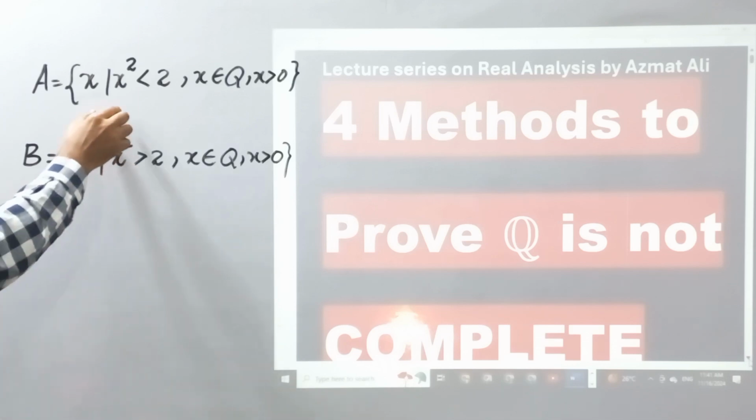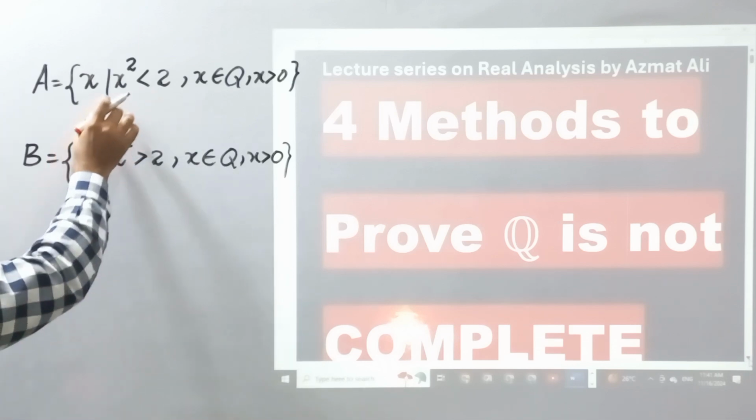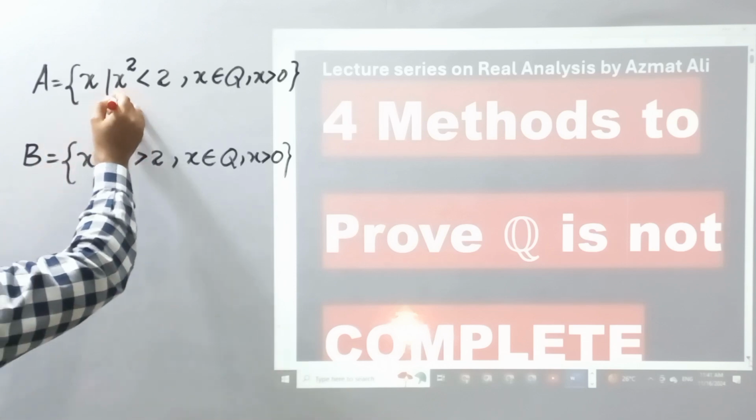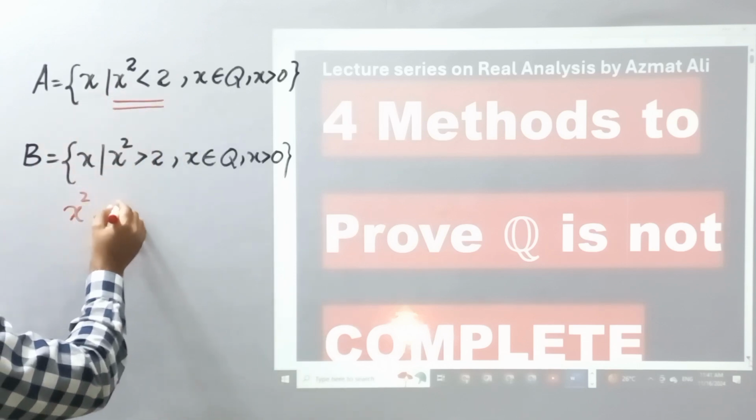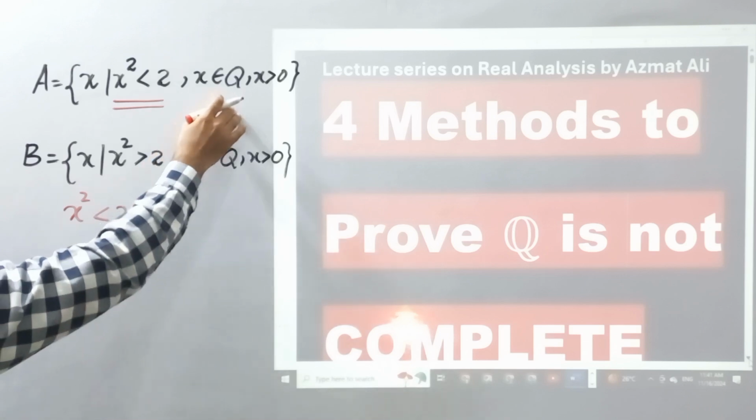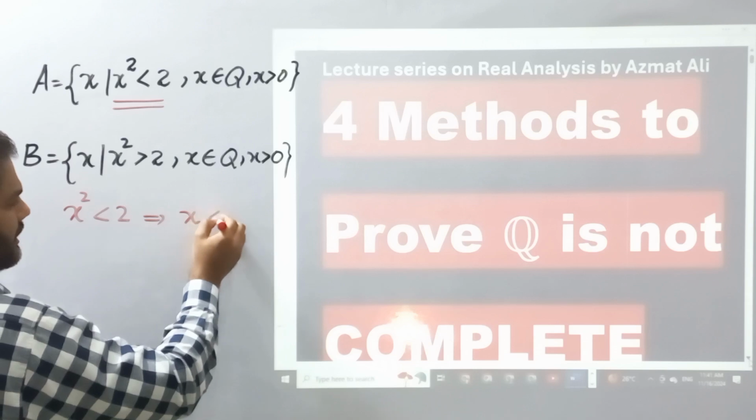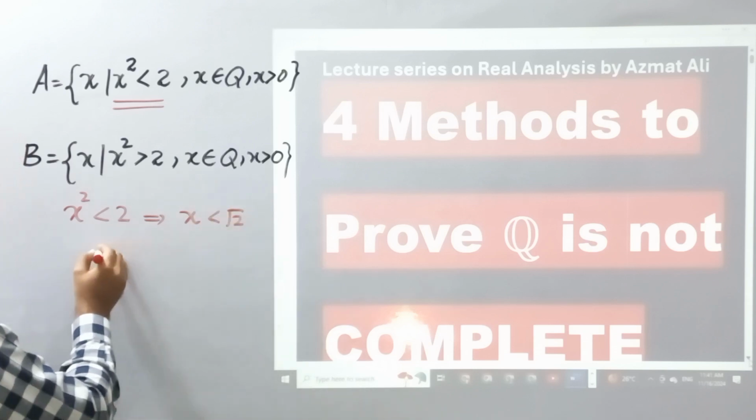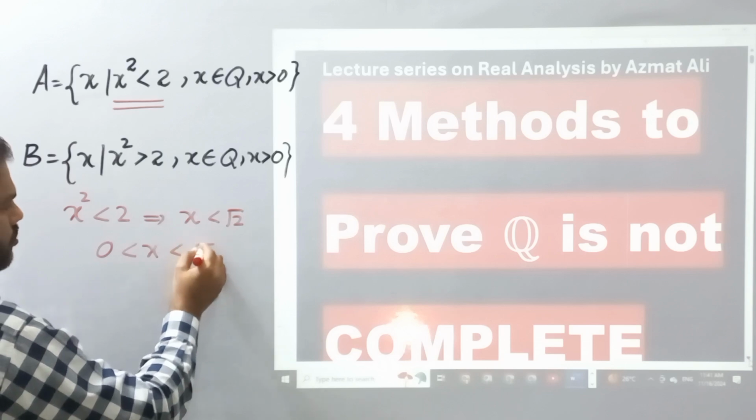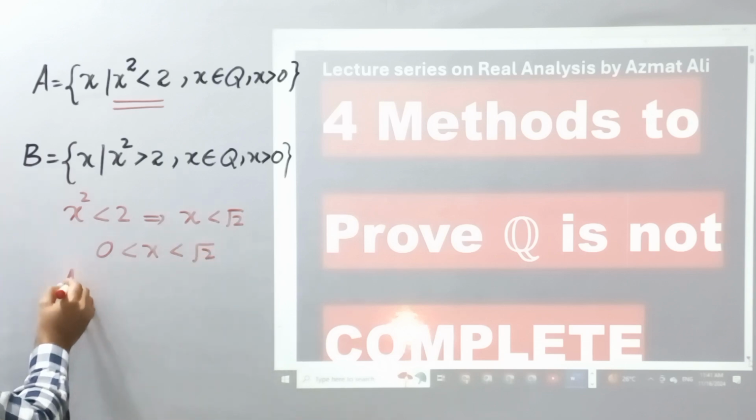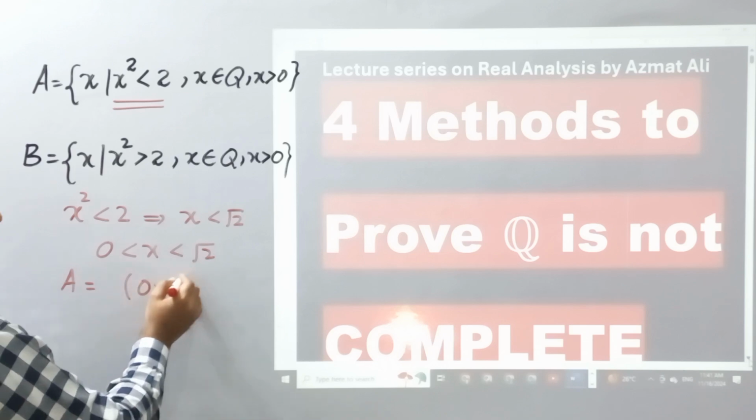If we write the elements of set A, this is the condition: x square is less than 2, and x is positive. By taking square root on both sides, we have x is less than square root 2. It means x lies between 0 and square root 2. In other words, A is the open interval 0 to square root 2.